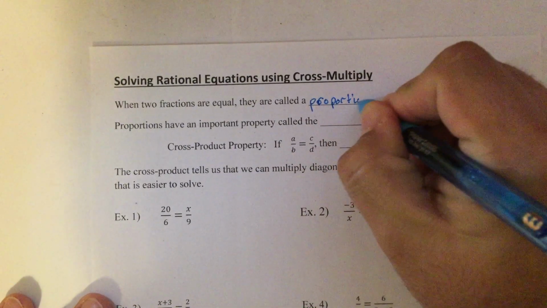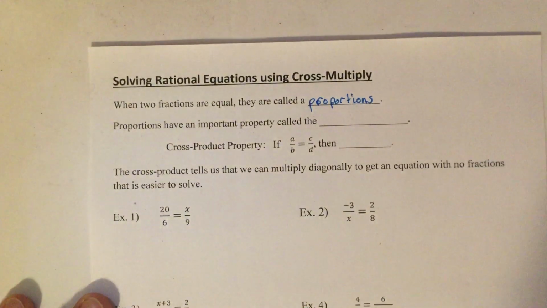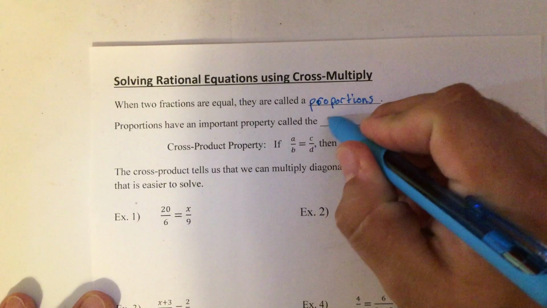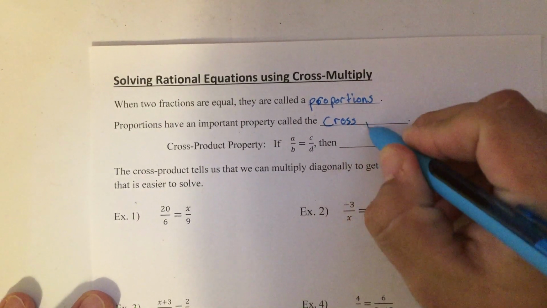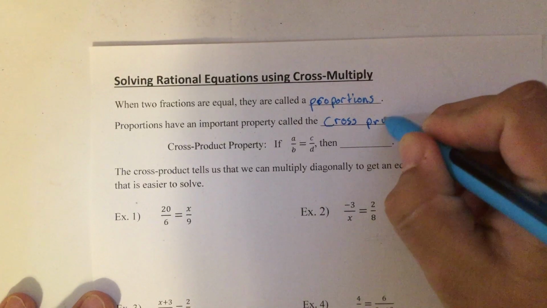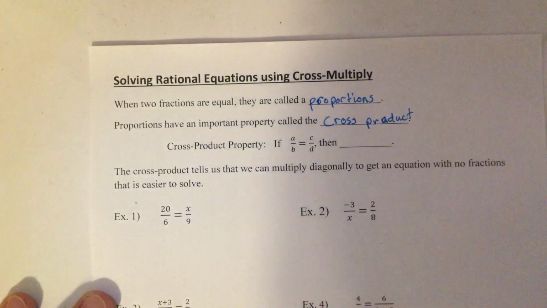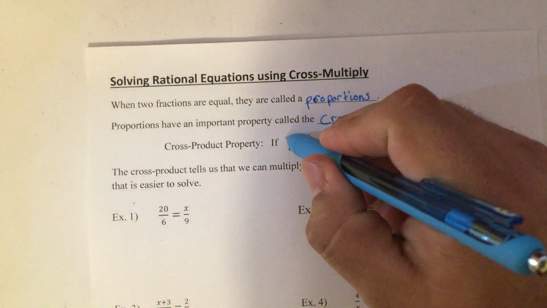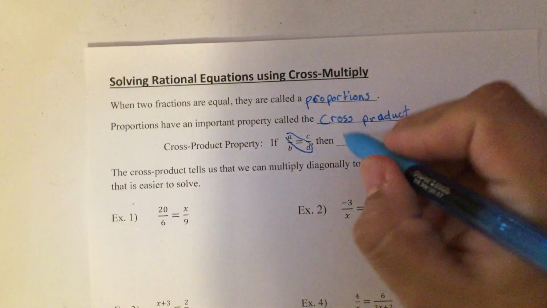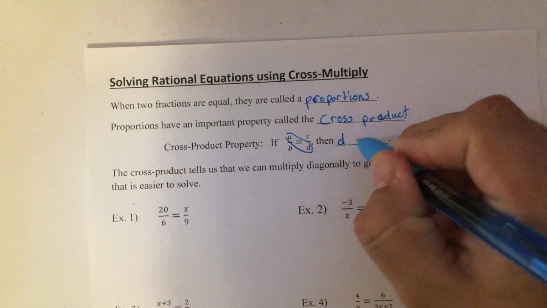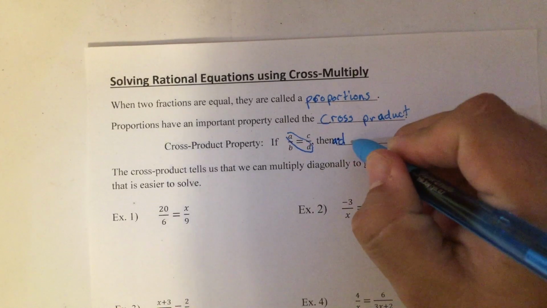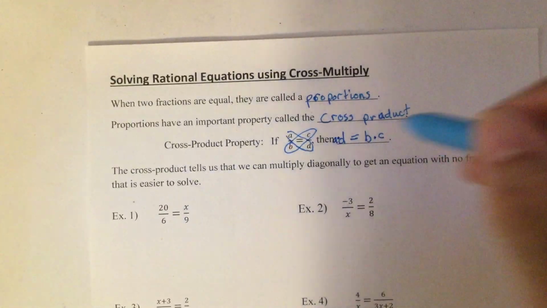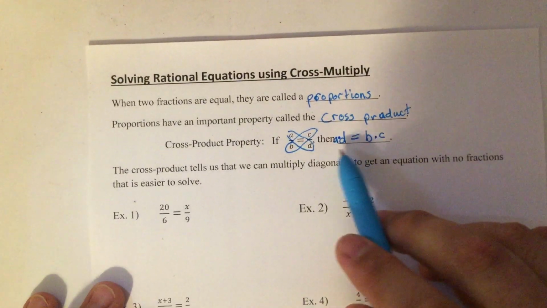Proportion. Okay, so when you have proportions, you have an important property called cross product, and that's exactly what you think. You're multiplying across. So what's going to happen here is you're going to take this a value and multiply it times d value. So you're going to get a times d. Right? A times d equals b times c. So that's what cross product means.